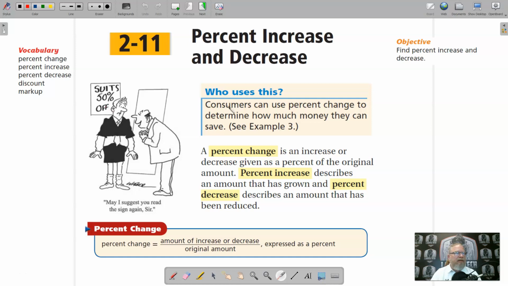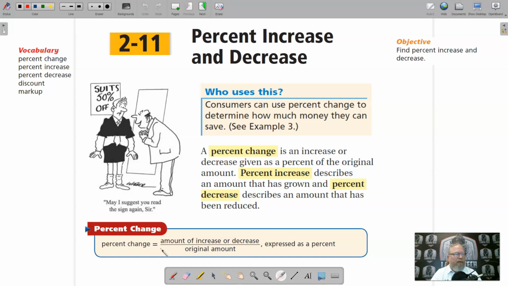So who uses this? Well, customers can use percent change to determine how much money they can save, and we'll see that in example 3. A percent change is an increase or decrease given as a percent of the original amount. A percent increase describes an amount that has grown, and a percent decrease describes an amount that has been reduced.